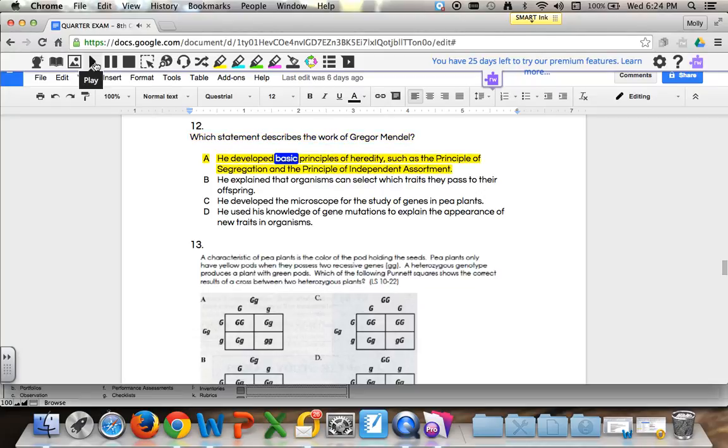A. He developed basic principles of heredity, such as the principle of segregation and the principle of independent assortment. B. He explained that organisms can select which traits they pass to their offspring. C. He developed the microscope for the study of genes in pea plants. D. He used his knowledge of gene mutations to explain the appearance of new traits in organisms.